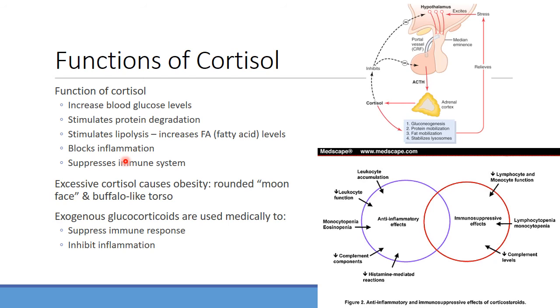So basically what you end up seeing when you have excessive cortisol is further obesity. They get this moon-shaped face and also a buffalo-like torso. It's kind of this buffalo hump that happens on the back of the neck there. As I mentioned, usually we're giving these corticosteroids primarily to suppress the immune system and inhibit inflammation. Those are usually the main two reasons why we're going to be giving it.